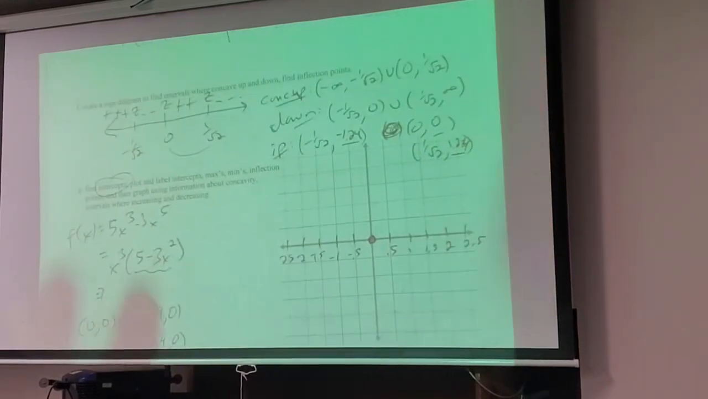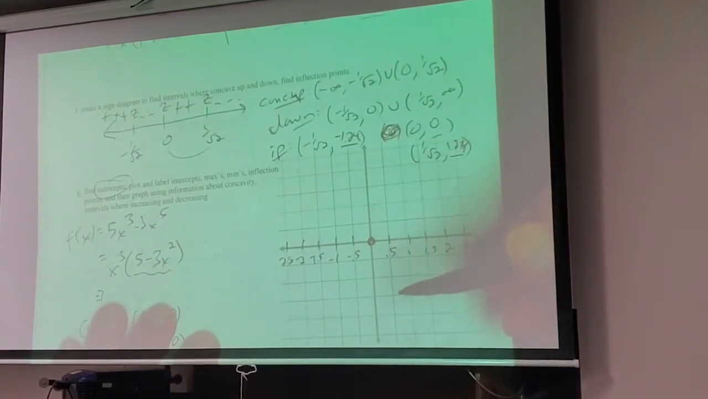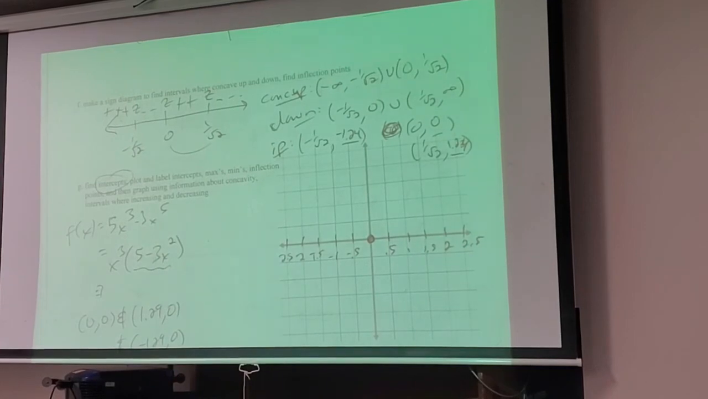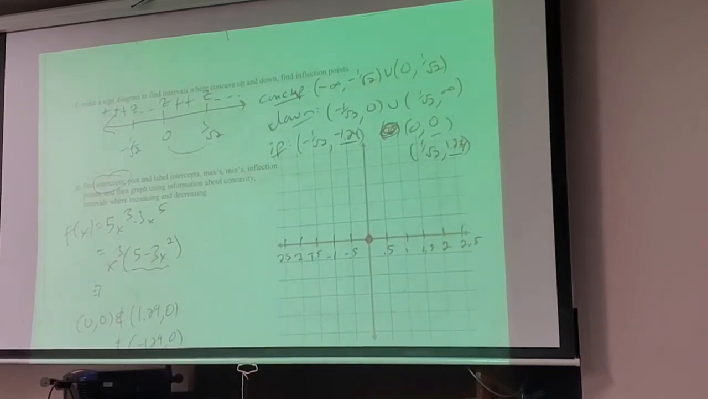But the huge thing is, if you label, when you put a point down, if you label it, when you start to go across, if it says minimum, you know to turn around from it. If it says maximum, if it says inflection point, you know you got to change the concavity there. So we'll do that next time.